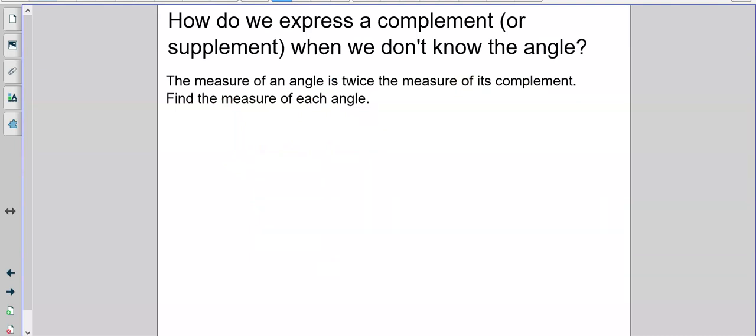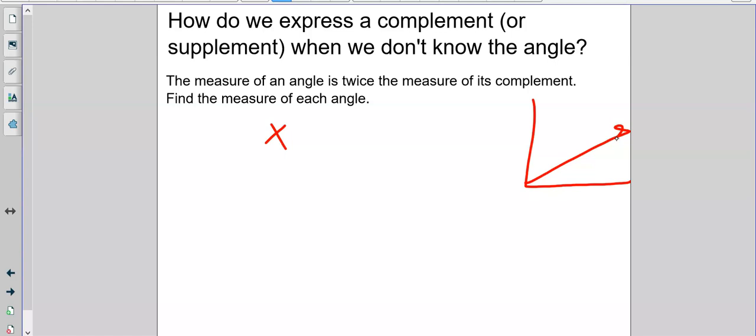How do we express a complement or a supplement when we don't know the angle? All right. Well, the measure of an angle is twice the measure of its complement. Find the measure of each angle. Okay, so we have two angles. We have angle 1, and remember, complement means they're going to add up to 90.